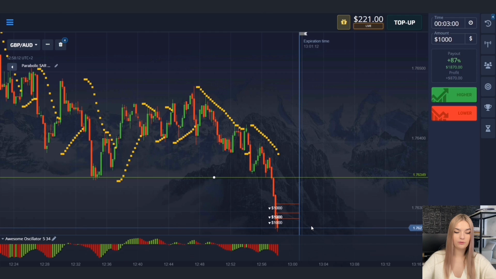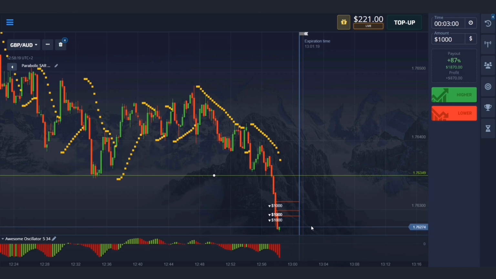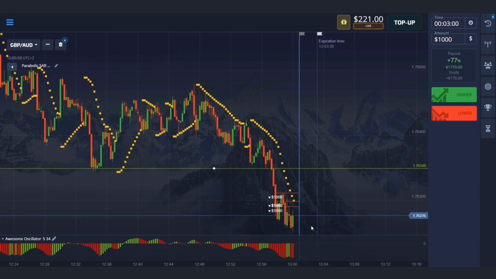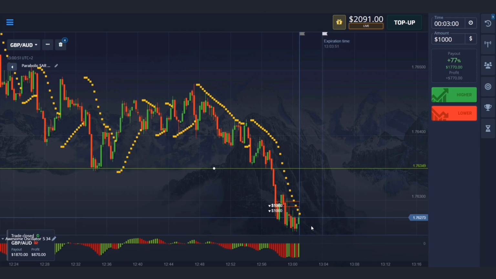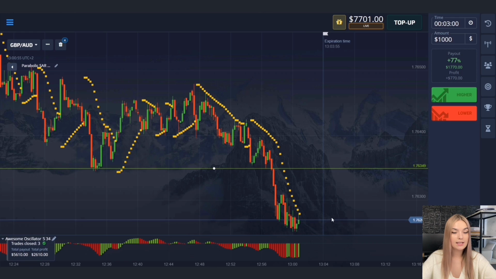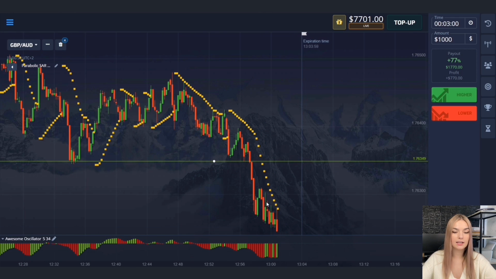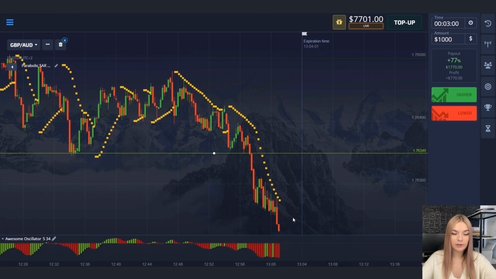And so friends, let's wait for the end of our deal. Well friends, it's quite good. As you can see, the price really continued its downward movement, and here we are getting a great confident profit. 3 minutes was enough for us.